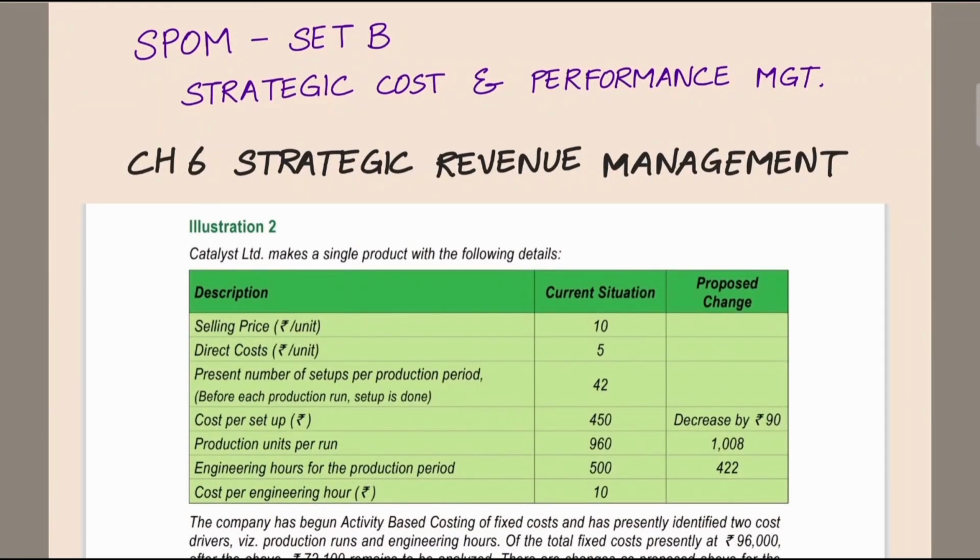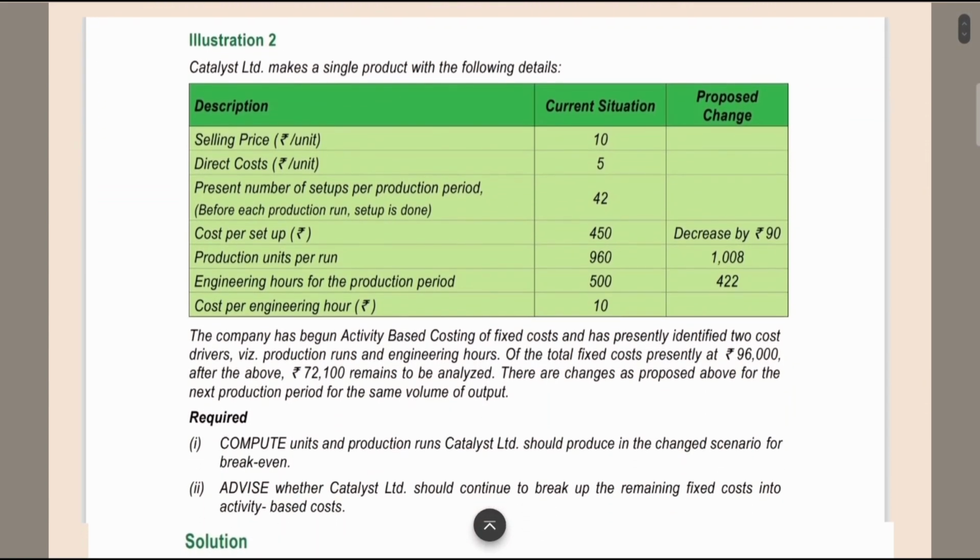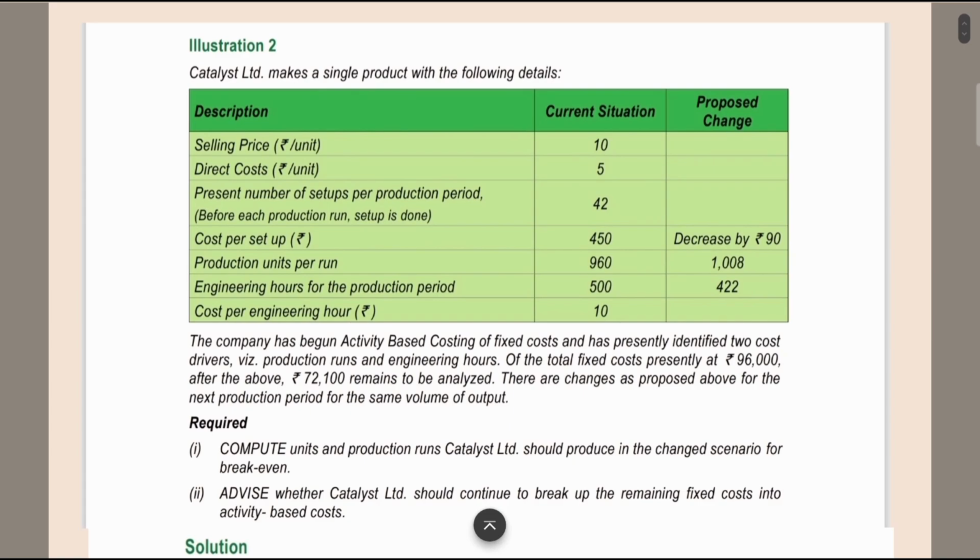This video is for students who are studying CA Final Self-Paced Online Modules Set-B, Strategic Cost and Performance Management. In that subject, we are going to see Chapter 6, Strategic Revenue Management. In this chapter, Illustration 1 has already been covered and uploaded in our channel. Now we are going to see about Illustration 2. Let us get into the sum.